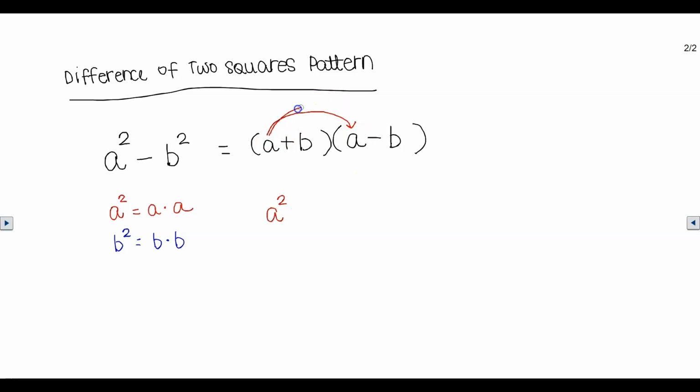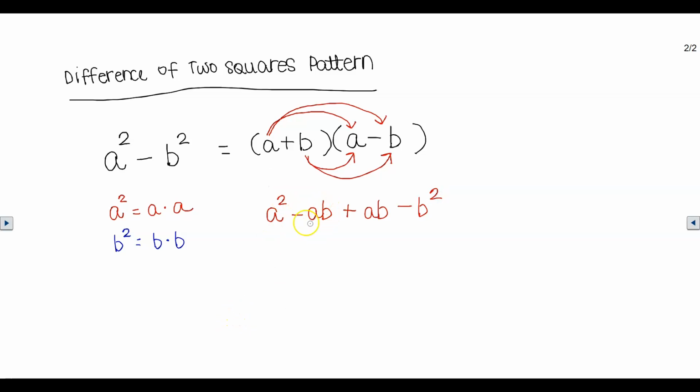If I do a times a negative b, I get a negative ab. If I do b times a, I get a positive ab. Notice there I'm changing the order of the letters, and that's okay. And then b times negative b is a negative b squared.